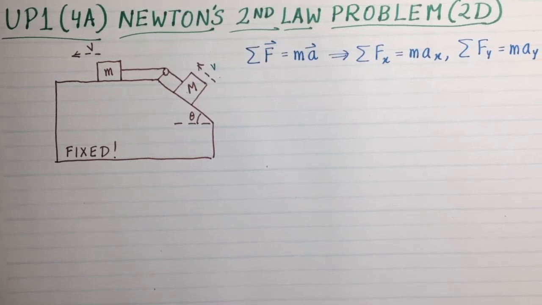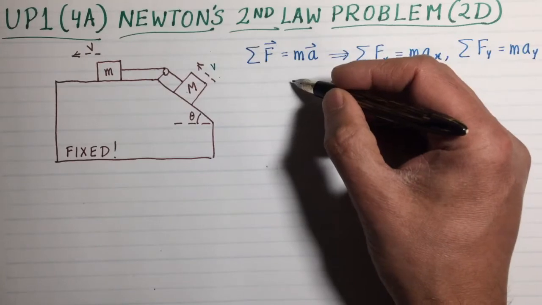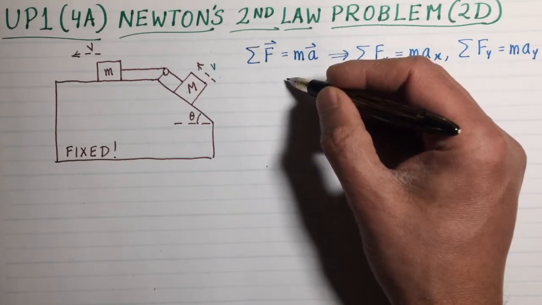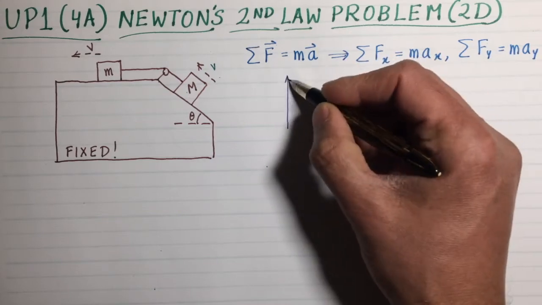Now in this problem, the x and y directions are not unique to both the masses. As a matter of fact, it's good policy to take the axes to be independent for both of them. So the natural system for the mass little m would be the traditional x and y axes.